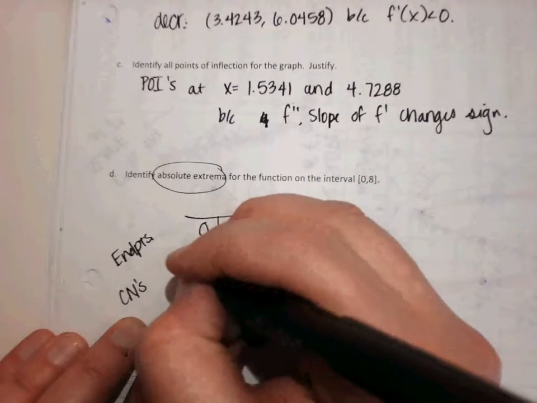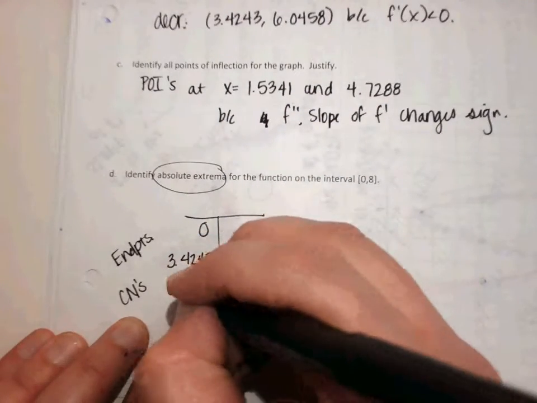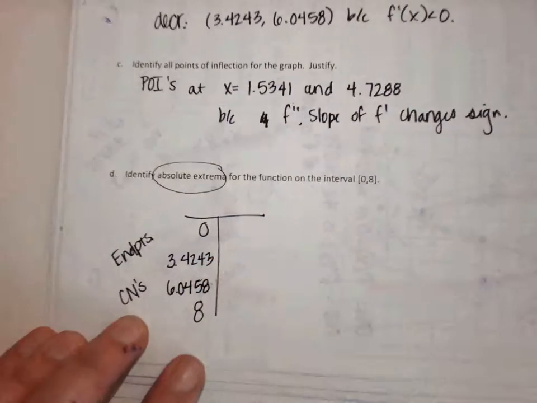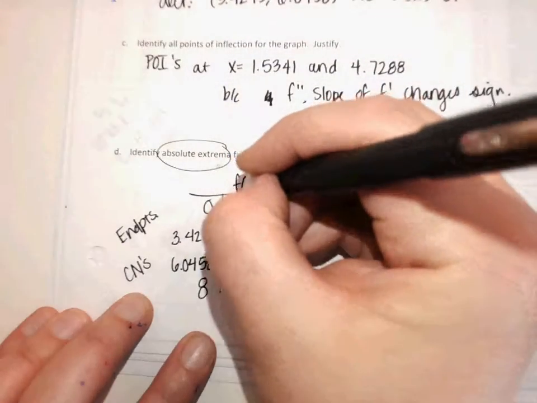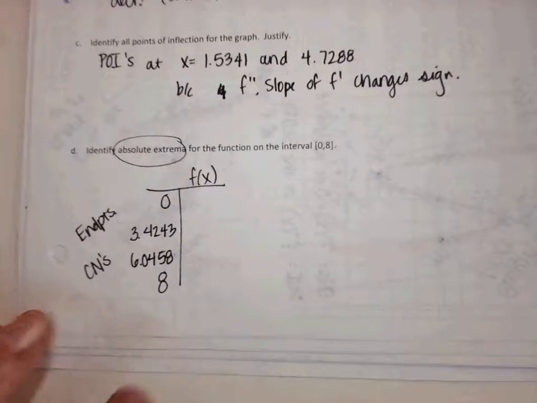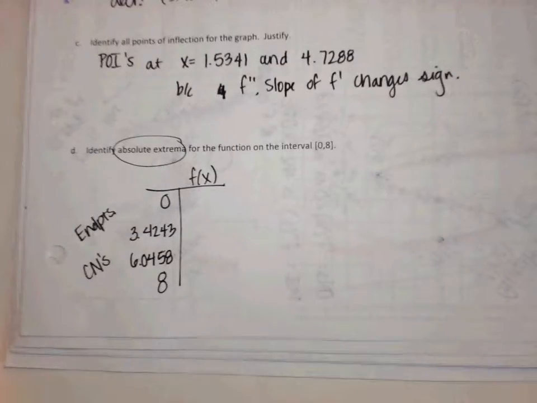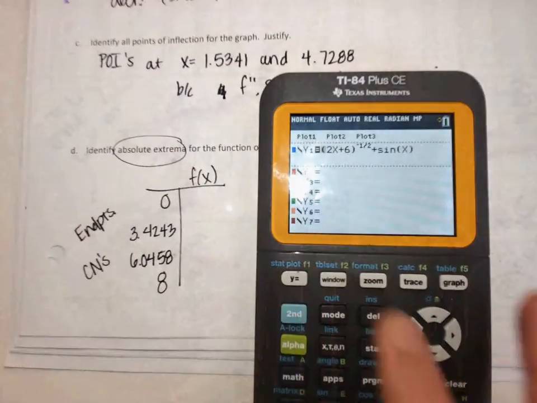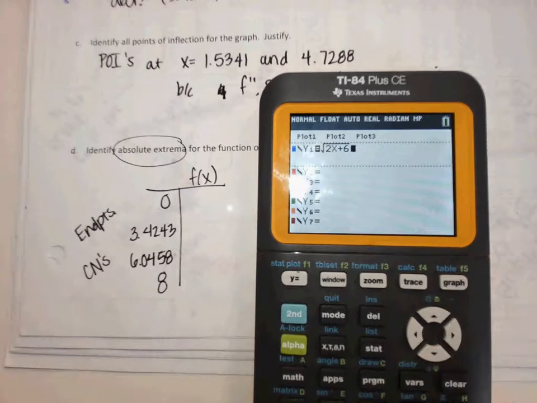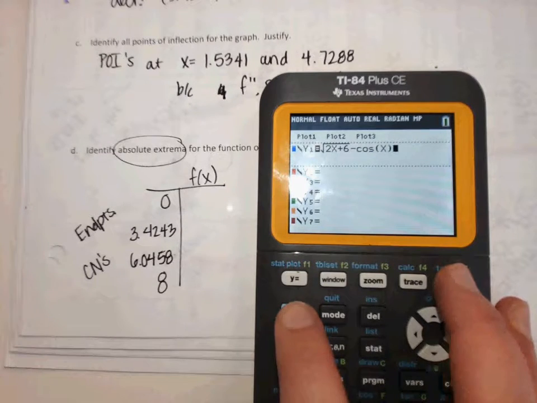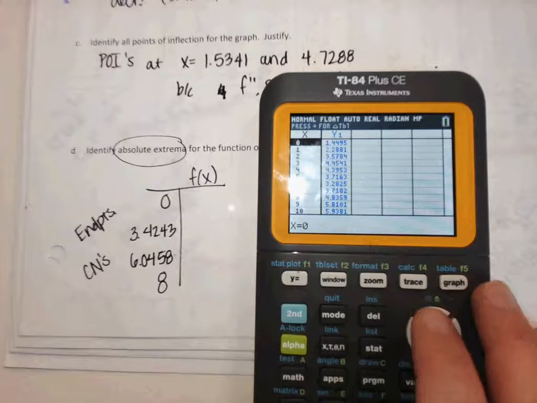So 3.4243 and 6.0458. Now, where did we say we plug into for a candidates chart? F of x. Okay, so I think I already showed you this, but I'm going to show you one more trick. So we don't need the graph anymore. Go into y equals. You're going to change it back to the original, which was square root 2x plus 6, then minus cosine x. And then if I want to type those in, 0 and 8, I can pull from the table because they're whole numbers.